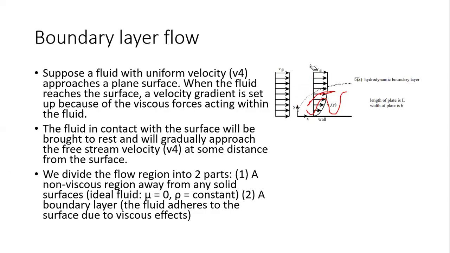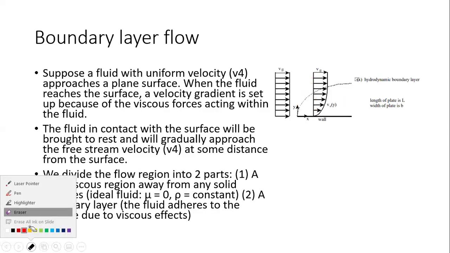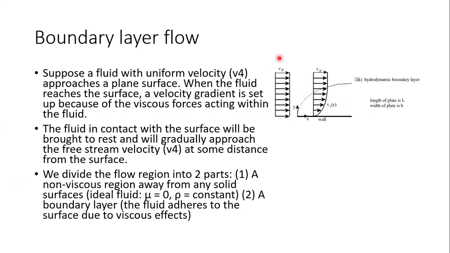So we are saying here that suppose a fluid with uniform velocity approaches the plane surface. So V∞, that's the velocity up here. That's the uniform velocity V∞. That's what we have up here. When the fluid reaches the surface, a velocity gradient is set up because of the viscous forces acting within the fluid. So that's the velocity gradient. You see that there's a change in the velocity. It's very small down here, and then it's large up here.